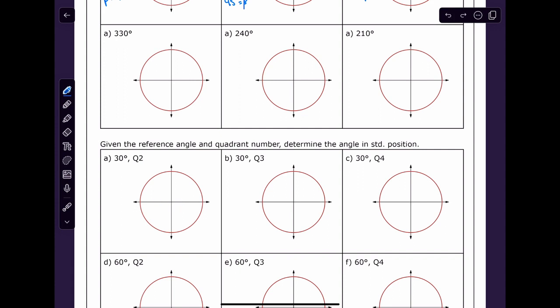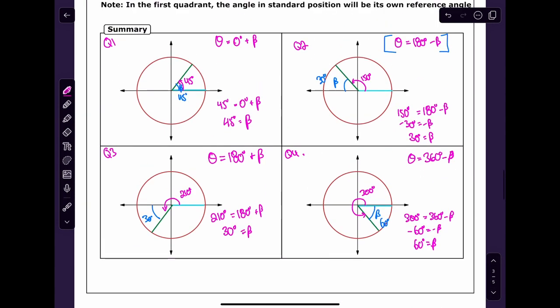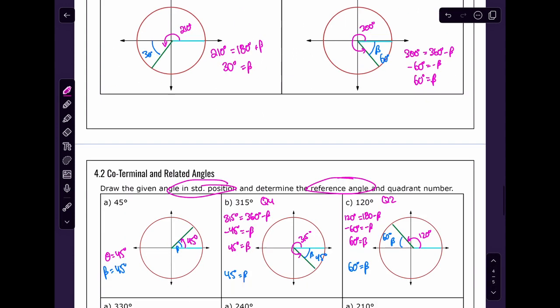But now we know it's in quadrant 2 for this first problem. So I draw my initial arm here, the terminal arm in quadrant 2 here, and now I know my reference angle is 30 degrees, but I don't know my standard angle of theta. It's the same process. We can just look to our sheet up here and use this formula for quadrant 2: theta is equal to 180 degrees minus our beta.